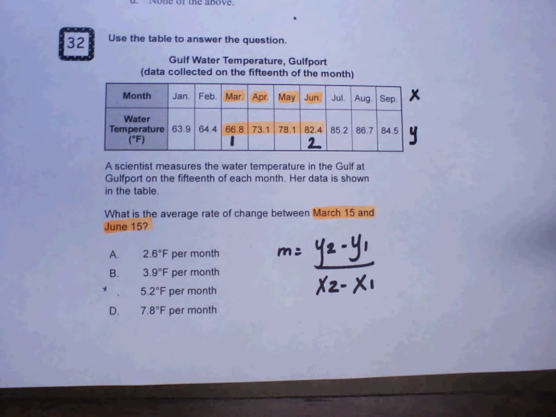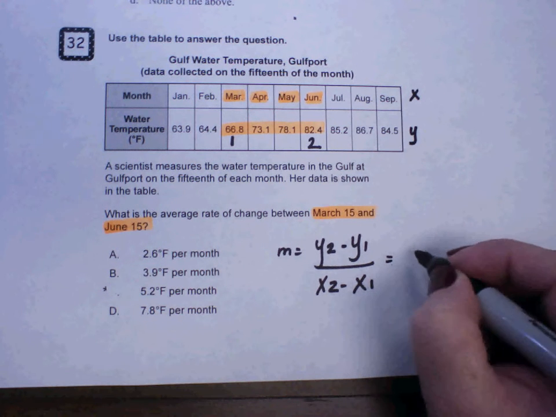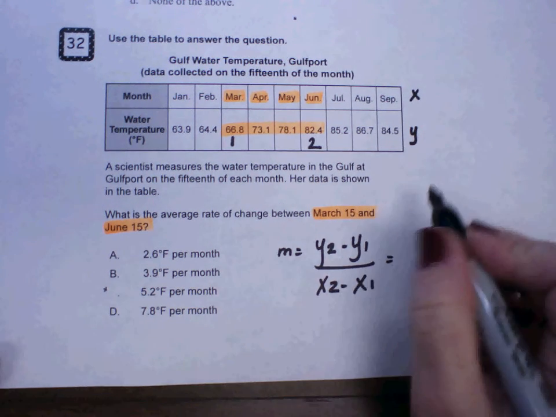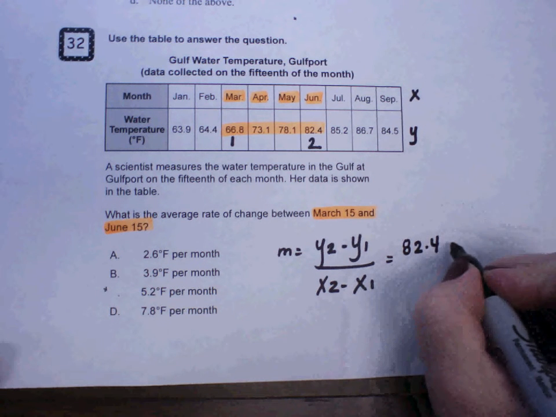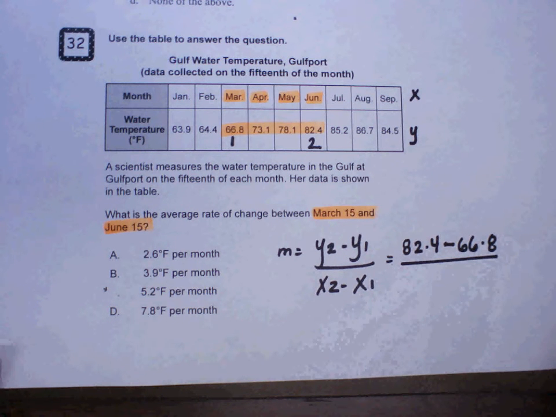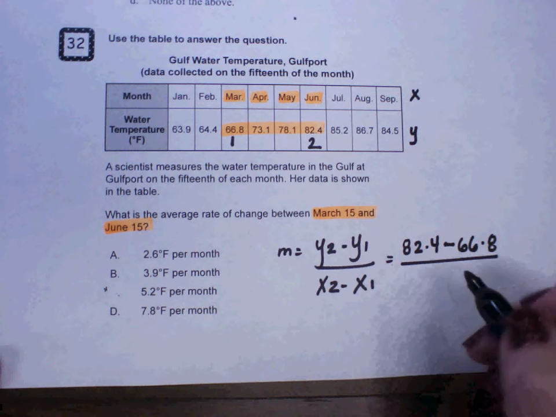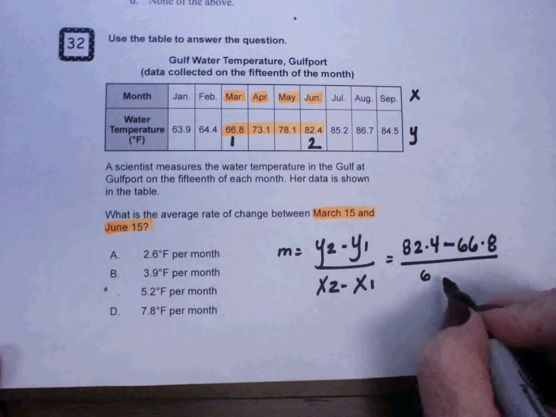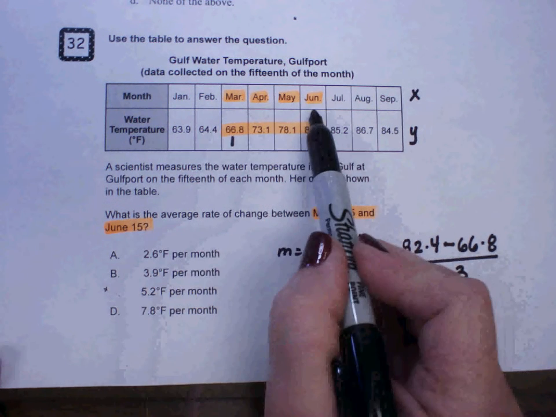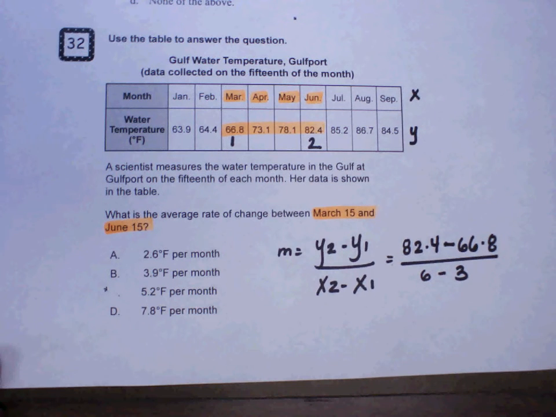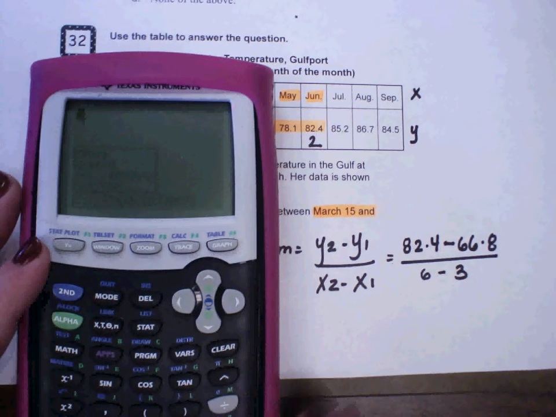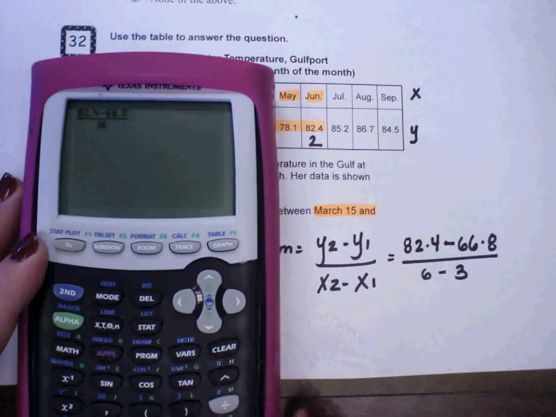All right, so what's my y2 minus y1? Come on, guys. Y2 minus y1. 82.4, thank you, Ernesto. All right. And then what's my x's? 6 minus what? Stop playing and pay attention. 6 minus what? Yeah, that's the third month, and that's the 6th month. So 6 minus 3. All right, let's do it on the calculator. So 82.4 minus 66.8, and 6 minus 3.